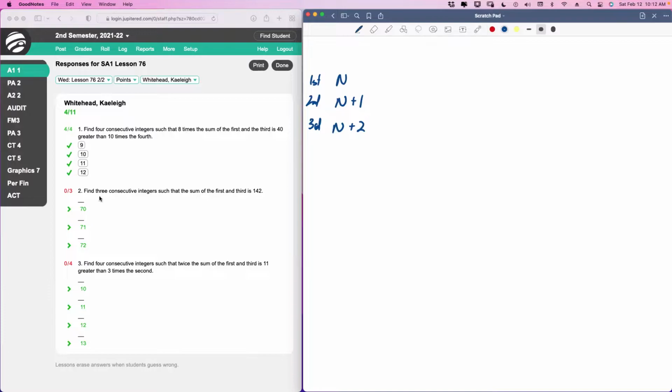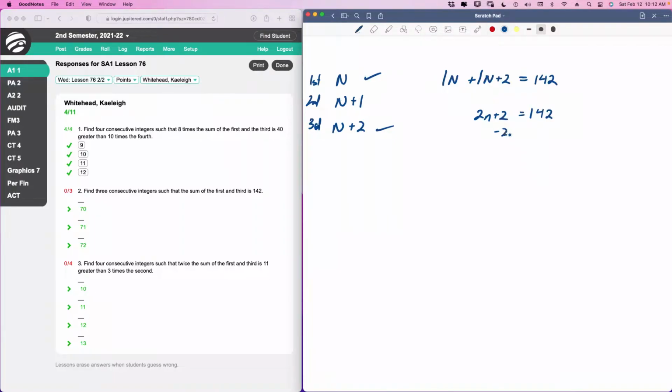Three consecutive integers such that the sum of the first and third is 142. The sum of means to add them together, so the first one plus the third one, and the third one is n plus 2. That's going to equal 142. So n plus n is 2n, plus 2, is equal to 142.